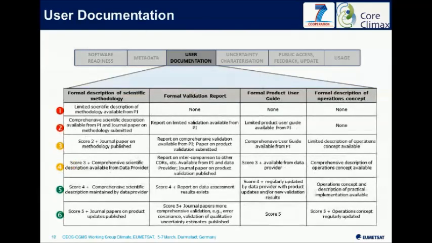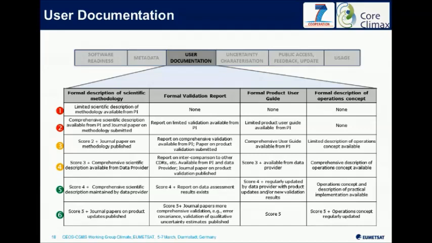And the next one is user documentation. In the user documentation, we have 4 categories. The first one is the formal description of scientific methodology. In the case of satellite data, it could be an algorithm theoretical basis document, called ATBD. And for in situ data, it could be a manual for measurement principles, or a manual for post processing, for example, how they do the interpolation, how they grid it, how they homogenize the data, and so on. So how well is that documented? That's the first question.